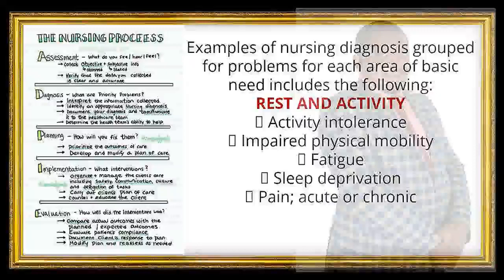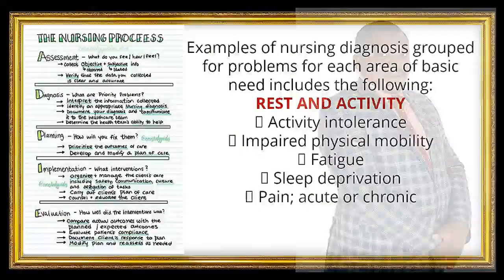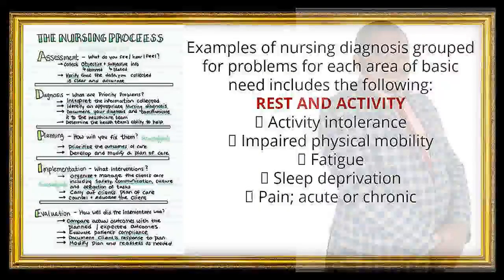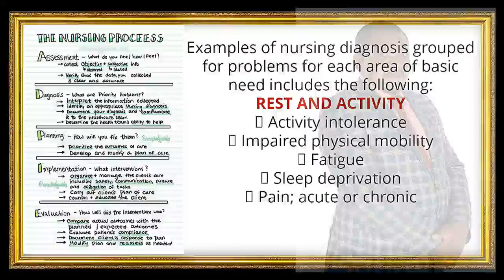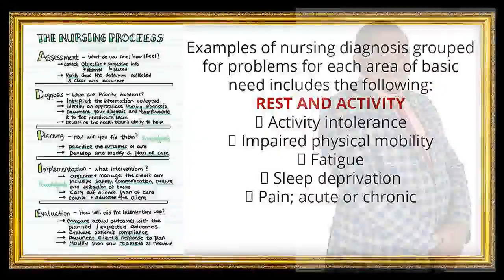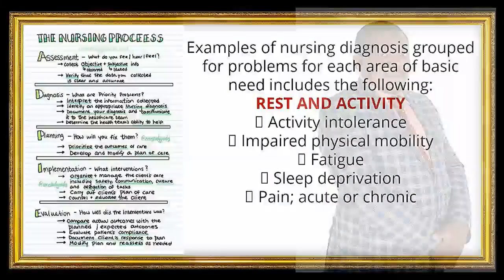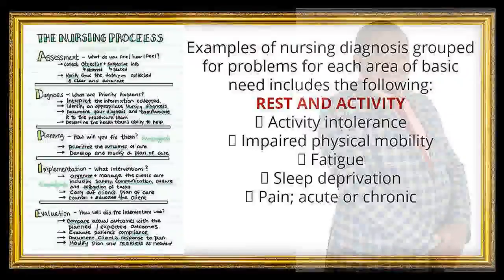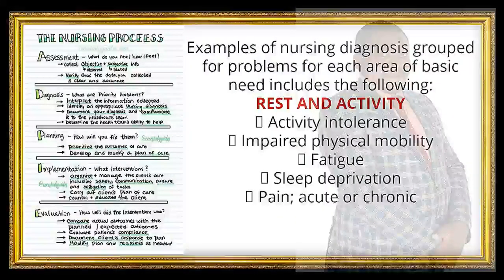Under rest and activity, we have impaired physical mobility. We have problems like fatigue, sleep deprivation, which you can write due to or related to, and pain, which may be acute or chronic, also affecting rest and activity. If a patient has a fracture, you know that rest and activity is affected. Even a patient who is depressed, rest and activity are affected. This is how you can come up with the nursing problems in building up to your nursing diagnosis.